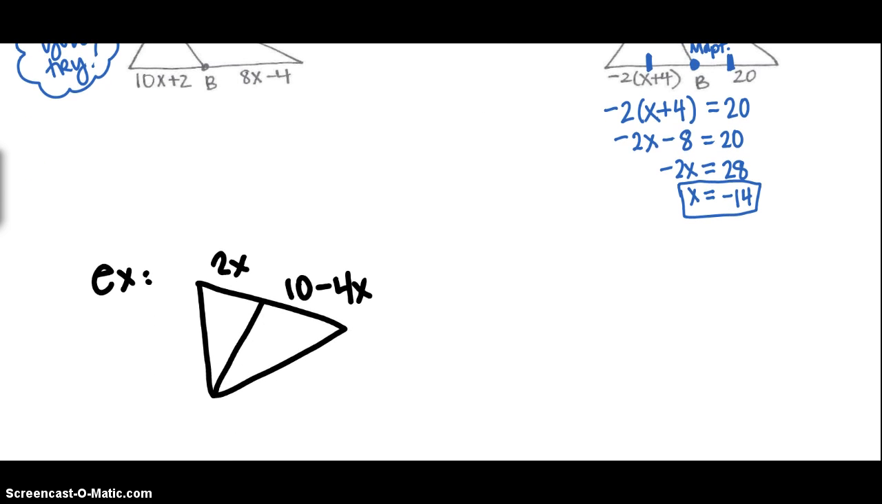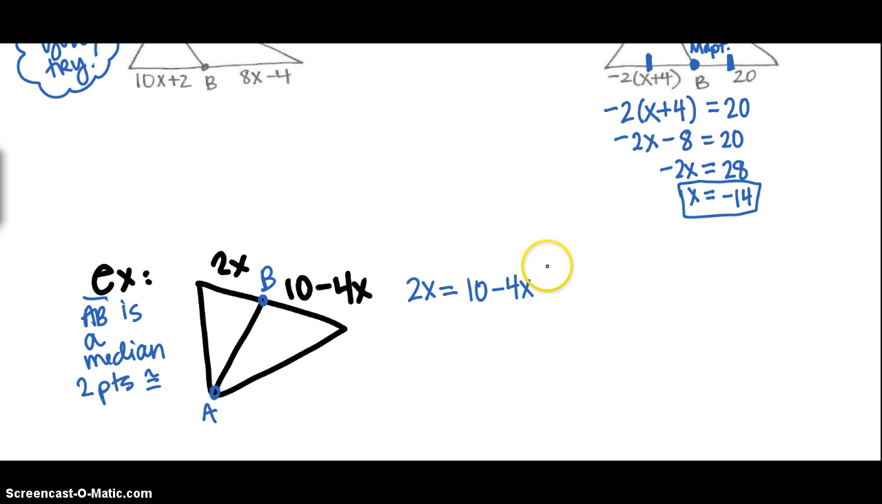Let's look at this example. I didn't write in the notes, but let's just say AB is a median. So if AB is a median, then the two parts are congruent. It splits up the side into congruent parts. So 2x equals 10 minus 4x. What would you do to both sides here? A lot of students would be tempted to subtract 2x, and while that isn't wrong, I see them do incorrect things after they do that. So what I would suggest doing is adding 4x to both sides like this. So you're going to get 6x equals 10, and then from there, you divide by 6.